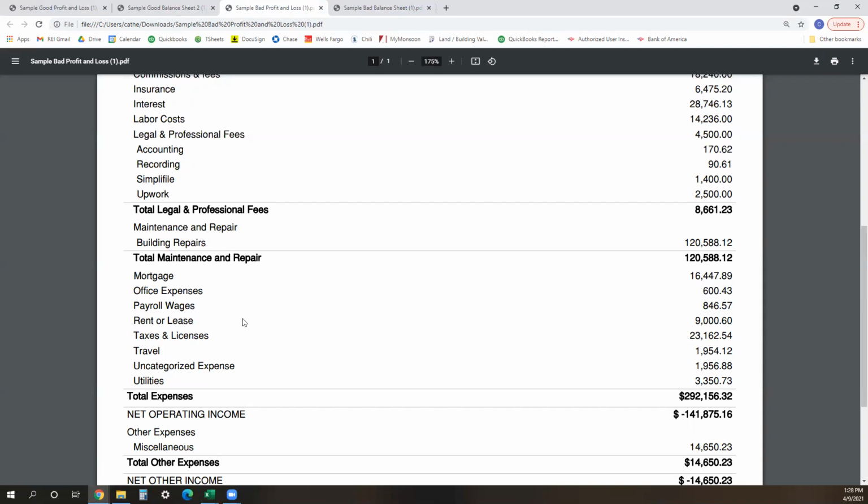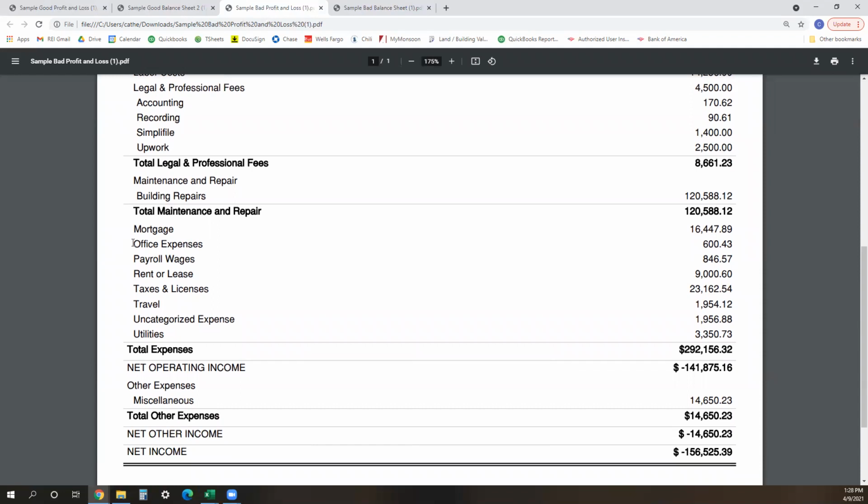Then we'll go into some pretty standard expenses if you're paying for paper, office expenses, things like that. If you've got payroll, those would be broken out into wages, taxes, and things like that. Your rent and lease, if you're paying for an office or things like that, taxes and licenses, taxes to the IRS, any forms you need for your business or things like that. And then travel is pretty common as well.